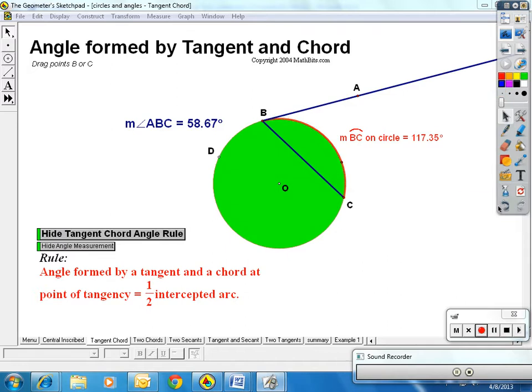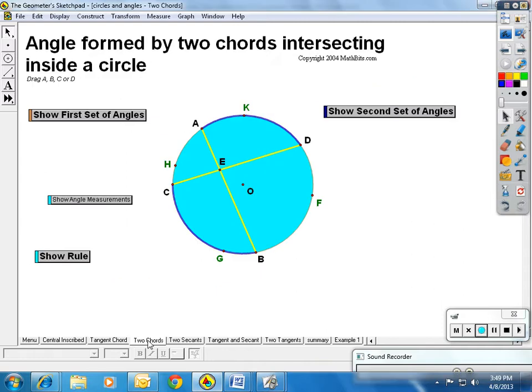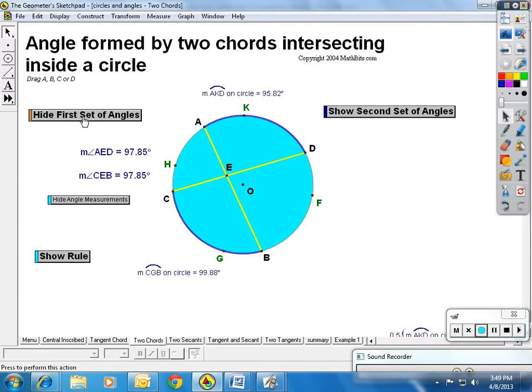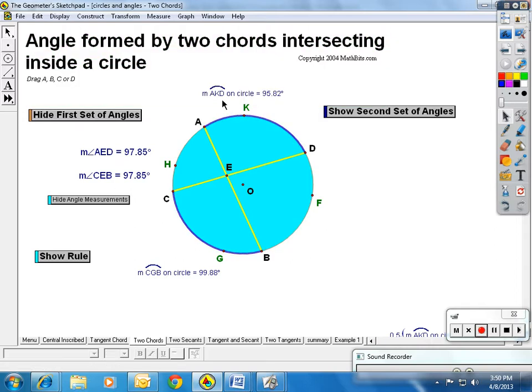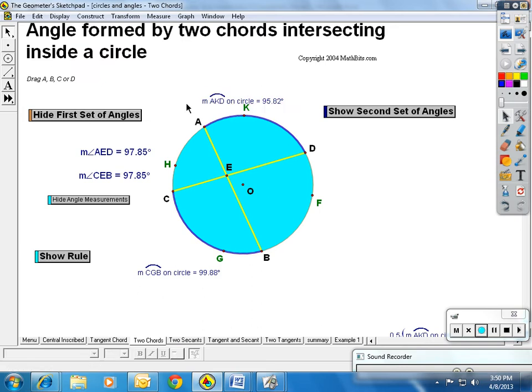Okay. Two chords. Remember the chord angle gives us an angle inside the circle, so that's kind of key. We're inside the circle here. Let's take a look at some measurements. So arc AD is 95.82. Arc CB is 99.88. What we want to be able to solve now, going between arc measures and the angle measures that create them, we have the following rule.